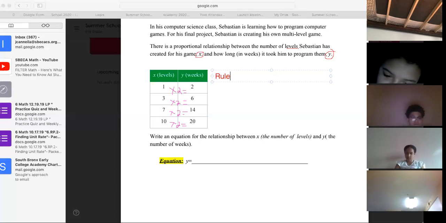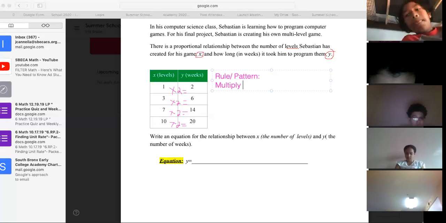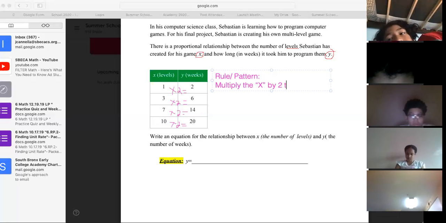It goes by 2. Be specific. What are we multiplying by 2? We're multiplying the X by 2 or the Y by 2? We're multiplying the X by 2. Good. We want to put that in capital letters. We multiply the X by 2 to get the Y.